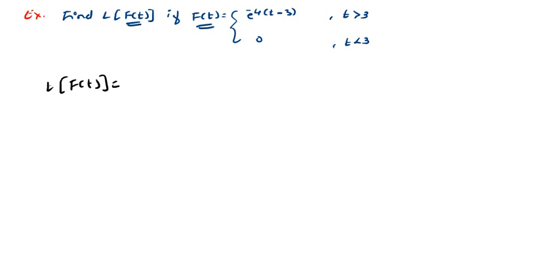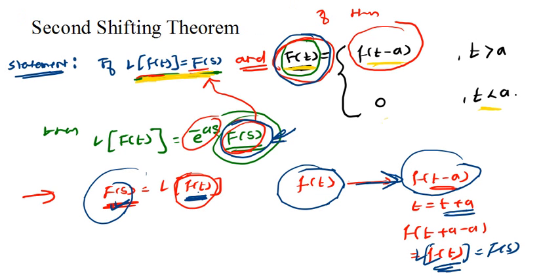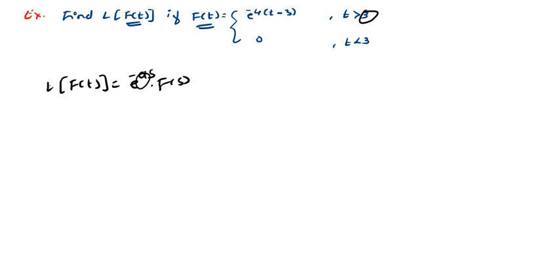Okay, and what is this? By the second shifting theorem, this is e raised to minus as into F(s). Now what is this a? If you observe in the statement, where is a? a is here. So in this case, the value for a is 3.